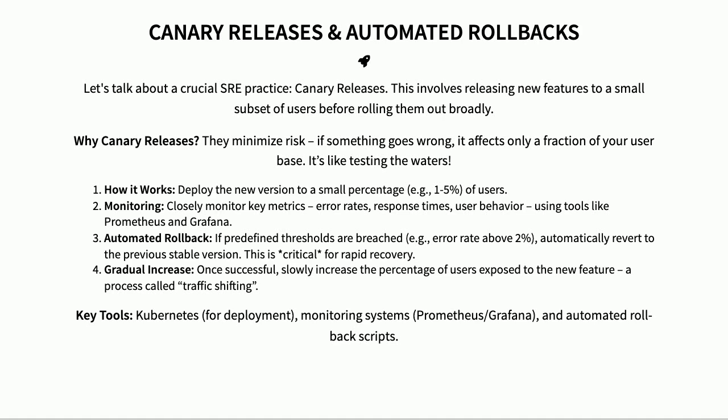We keep a close eye on things, how the app is performing, how users are reacting, and have automated rollbacks in place just in case something goes wrong. If we see any issues that push error rates or slow things down too much, we automatically switch back to the reliable version. Then, as everything looks good, we gradually expose it to more and more users.